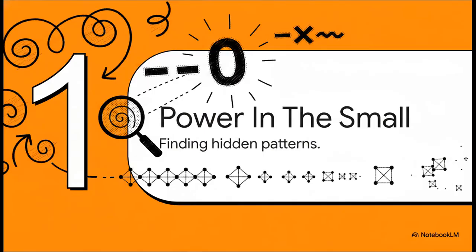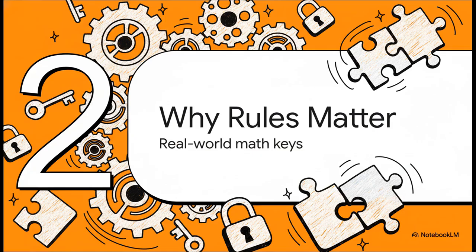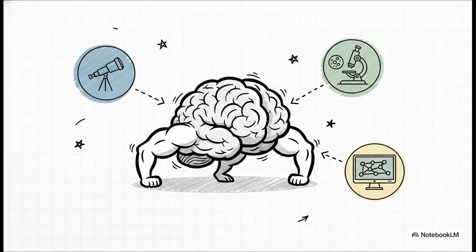Section 1, Power in the Small. Finding the hidden patterns. Section 2, Why Exponent Rules Matter. This is really the key to real-world math and science. Before we even look at the rules themselves, it's absolutely crucial to understand why they matter.